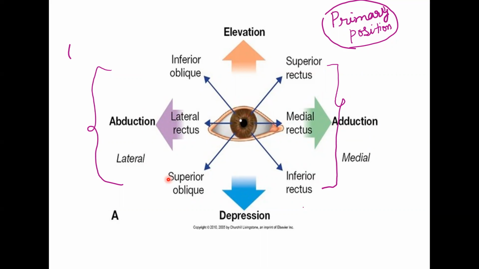So this is how the oblique and recti muscles work during the various movements of the eye. Along the vertical axis, we have seen the movements which are possible: adduction and abduction. Along the transverse axis, elevation and depression. And along the antero-posterior axis, intorsion and extorsion movements are possible.